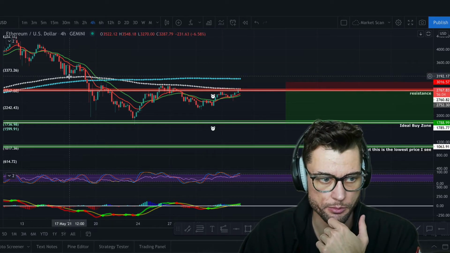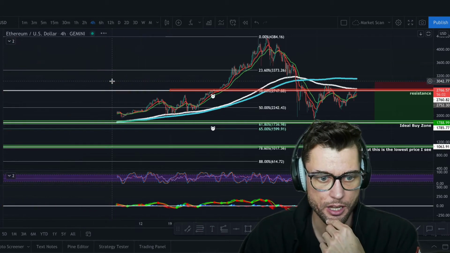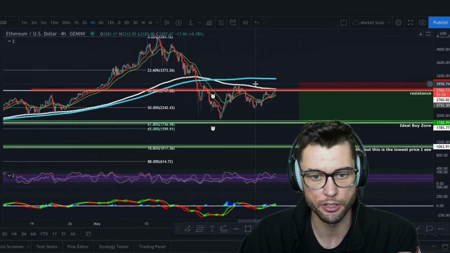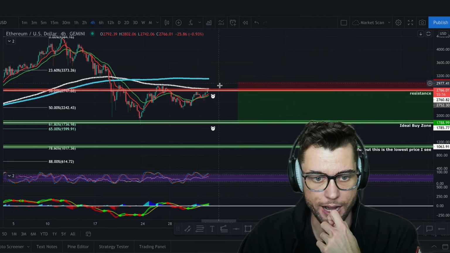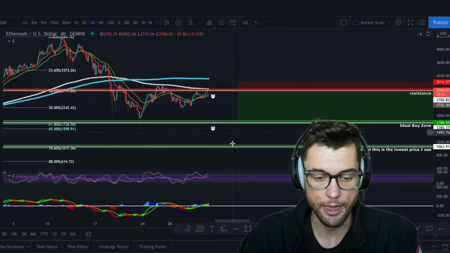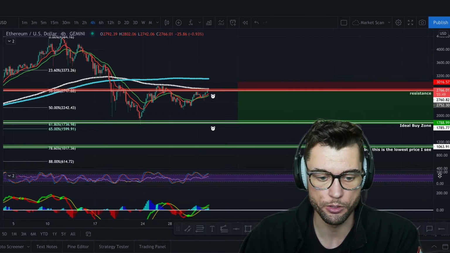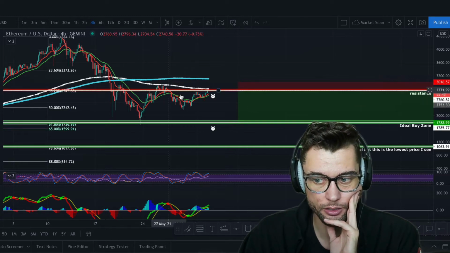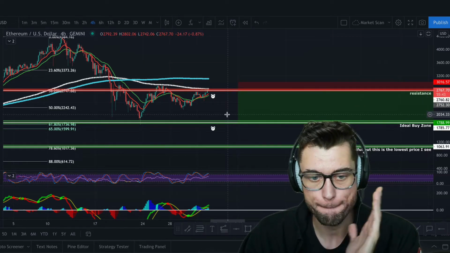Again, you can see it was support, now it's resistance. There's lots of support over here. So this is a pretty good moving average to look at. So I am in a short position for Ethereum right now, and we're gonna see how that works out. Will it come all the way down to my ideal buy zone of basically 1800 again?